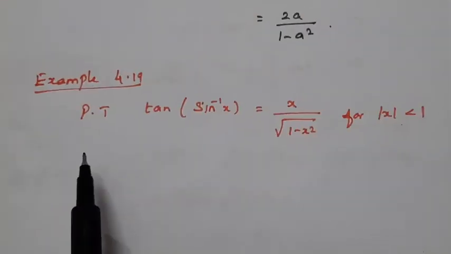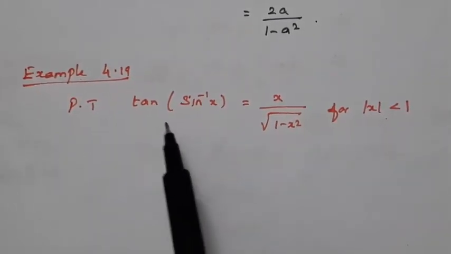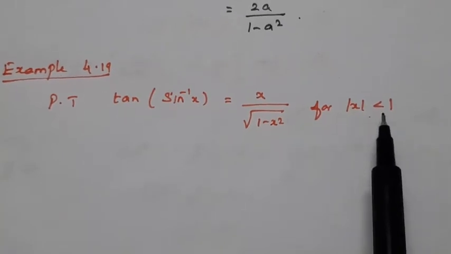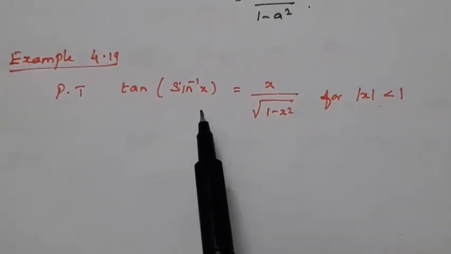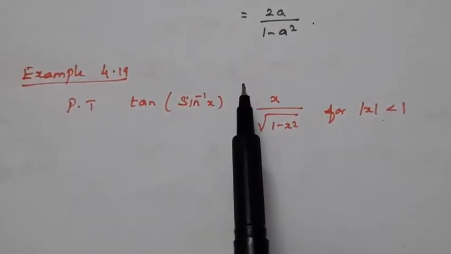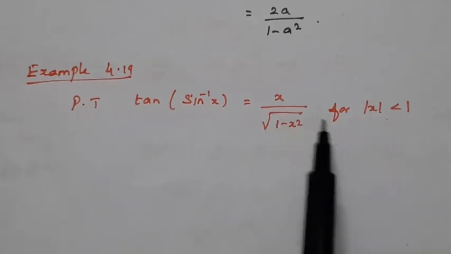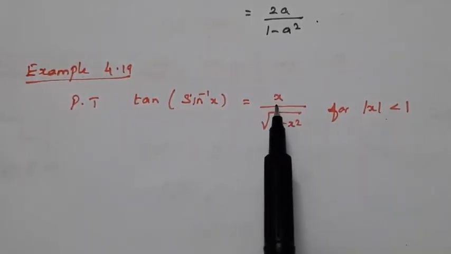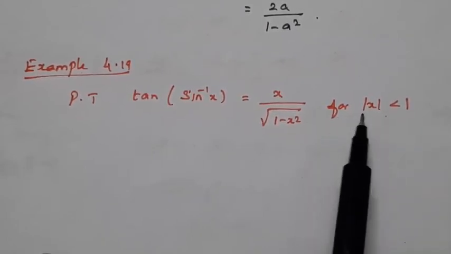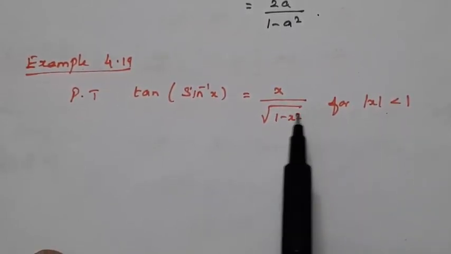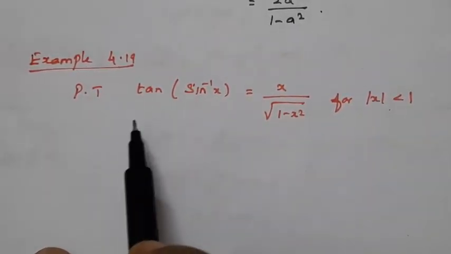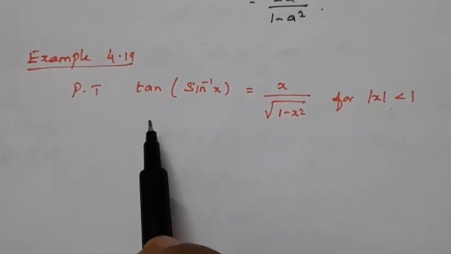Okay. Then example 4.19, prove that tan of sin inverse of x is equal to x by root of 1 minus x squared for modulus of x less than 1. See, we did the same problem as example 4.11. There, we did the problem in 3 cases by taking x is equal to 0, 0 less than x less than 1, and minus 1 less than x less than 0. And then the same problem can be done in an easy way by using the property. Okay, let us see how to do the same problem by using the property.